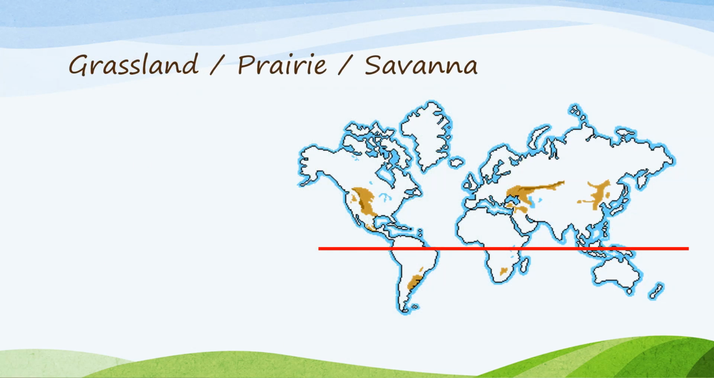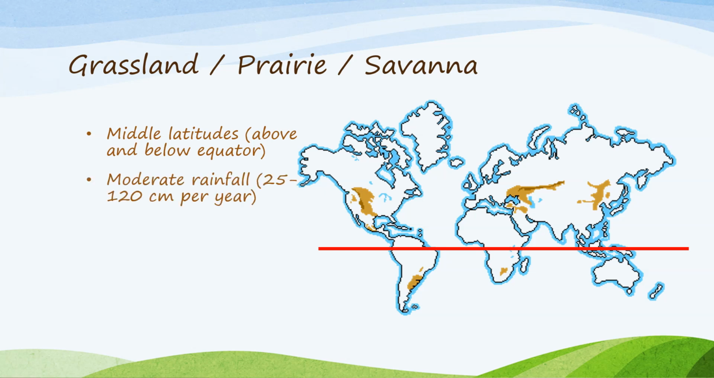Next, we have grasslands, also known as prairies or savannas. The orangish-brownish parts of the map indicate where savannas and grasslands and prairies are typically located. Notice how they aren't super close to the equator, not like where the rainforests were. They're a little bit further north or a little bit further south. So that means that they are in the middle latitudes, just a bit above and below the equator.